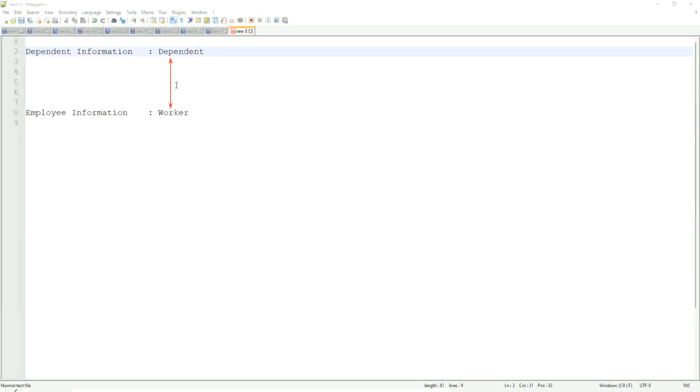Multi-instance. Worker to dependent is one to many, isn't it? One to many, or multi-instance, because one worker may have multiple dependents.